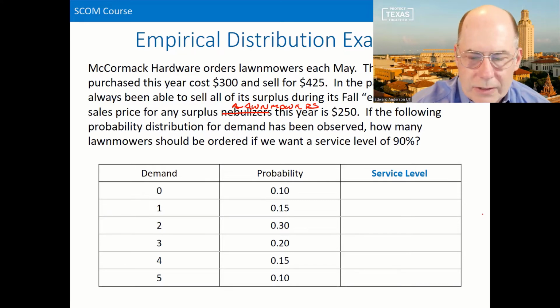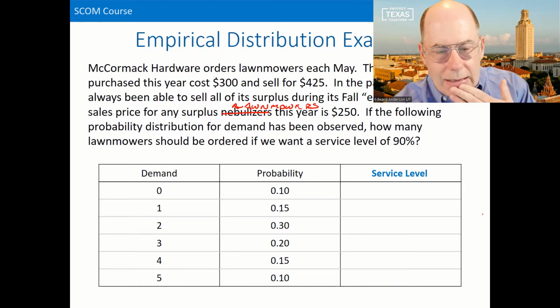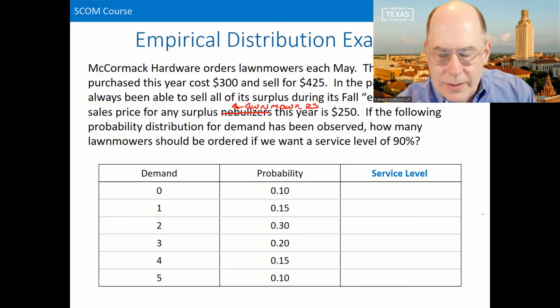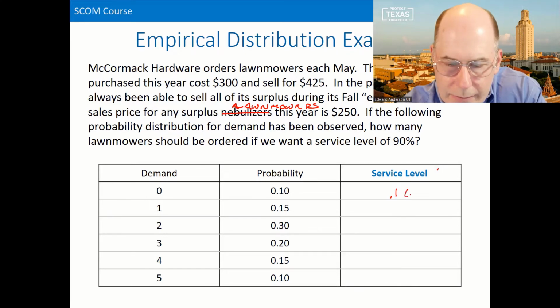So the service level is, again, the odds that we're going to have enough inventory on hand to take care of everyone who comes in. Now, the thing is, if we set our service level at 1, then what will happen is our probability is that we'll be able to take care of everybody with a 0.10% probability.